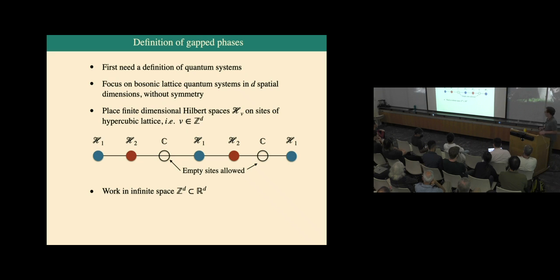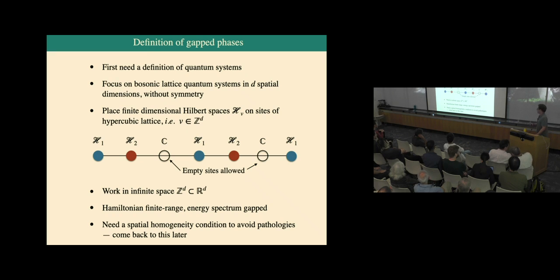For simplicity, I will always work in infinite space. I think there are a lot of advantages to this. We can also talk about infinite sequences of finite systems, but I won't take that perspective. Okay, it should be possible to translate statements into that perspective. There's a Hamiltonian, which is finite range, and its energy spectrum is gapped, because we want to talk about gapped phases. Now, something I'll come back to later, but I think is very important, is that we need some kind of a spatial homogeneity condition to avoid pathological behavior. Okay, but more on that later.